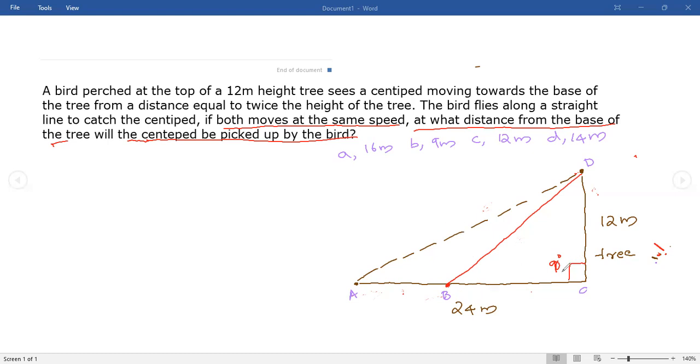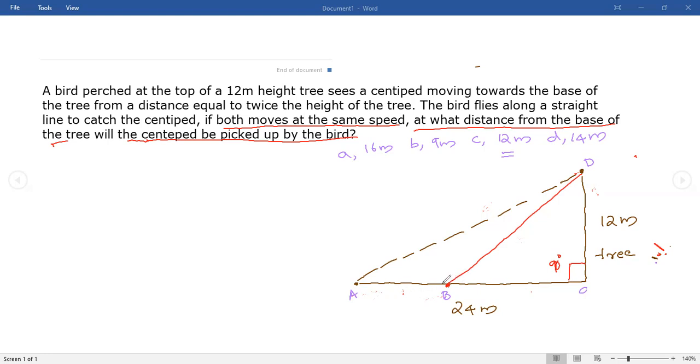Sir, C. Option C, 12 is the answer. How did you get the answer? Sir, the question is saying the bird is 12 meters height. The centipede is 24 meters away from the tree, moving towards the tree. So the bird and the centipede are moving at the same speed.